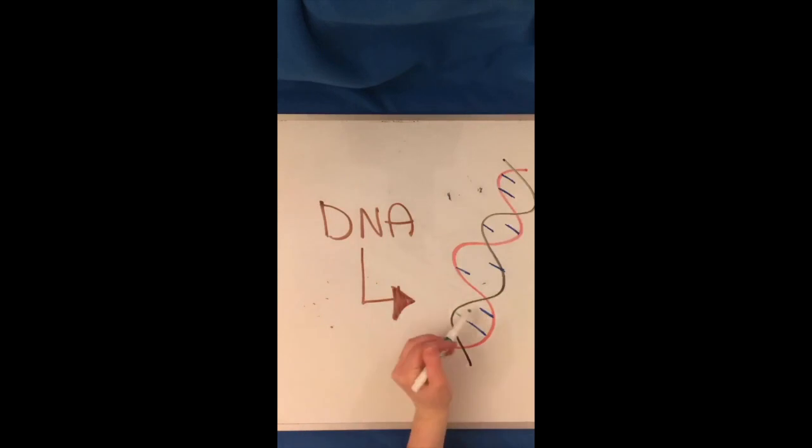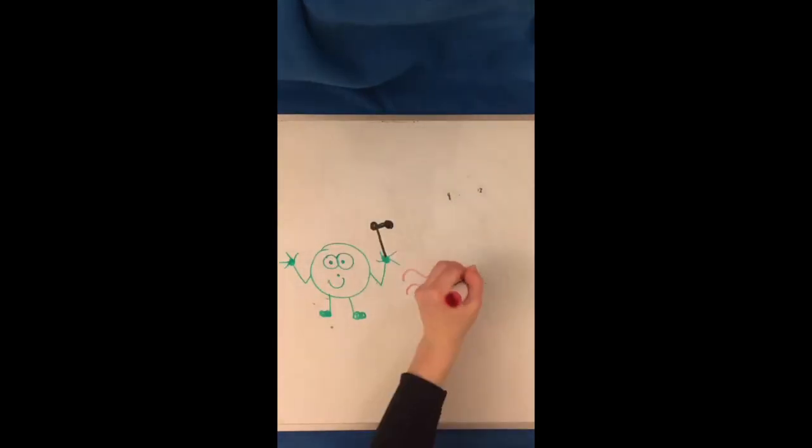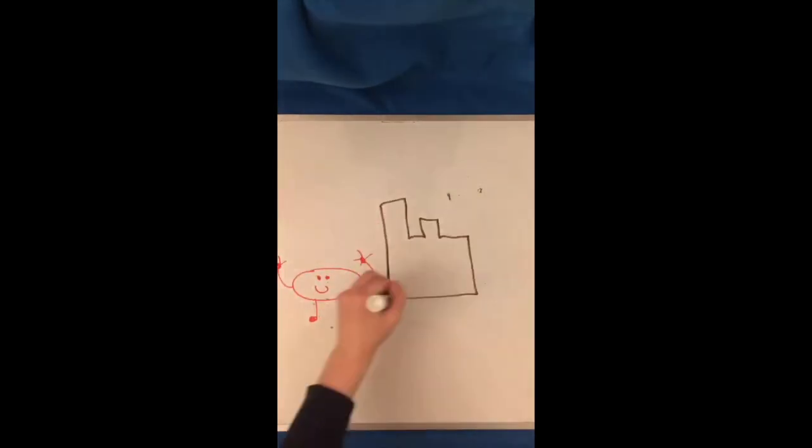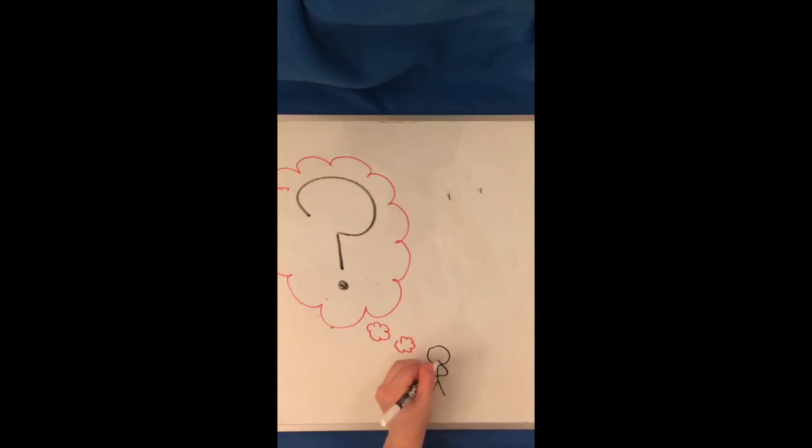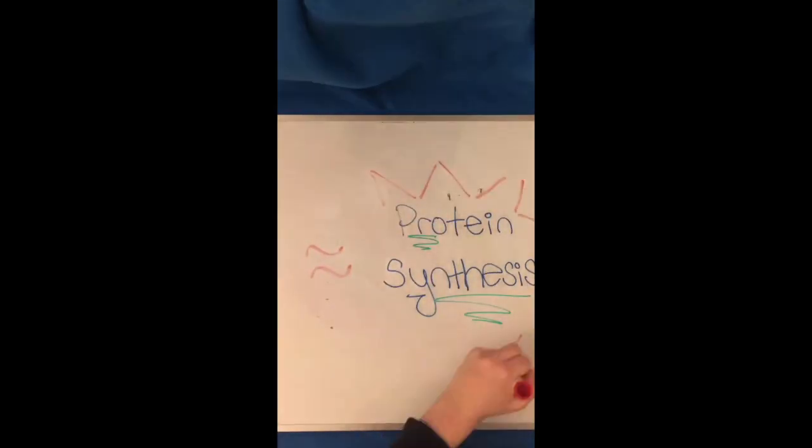DNA, or deoxyribonucleic acid, has the ability to make genes. Those genes are able to make up your physical features, such as the pigment of your hair and eyes. Now, how is this done, you may ask? Well, you can give thanks to protein synthesis.